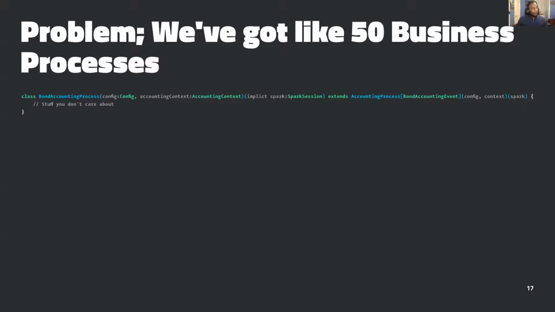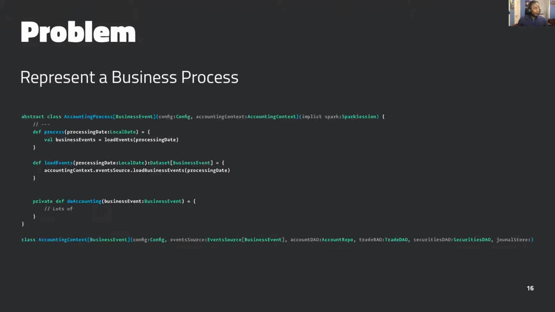So simple enough, inheritance to the rescue. I'll do my bond accounting process for my bonds. I'll do my cash flow accounting process for my cash flows. I'll do my equity accounting process for my equity. And everything will be great because, of course, this design that I came up with is going to hold true as we have more products, more securities, more changes that come in from the users.